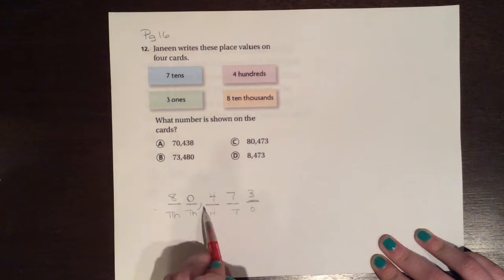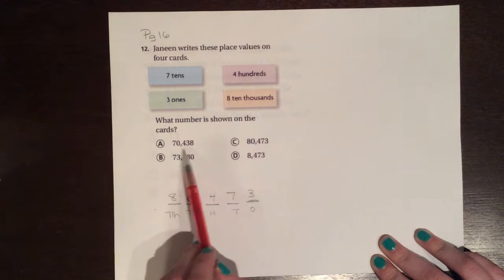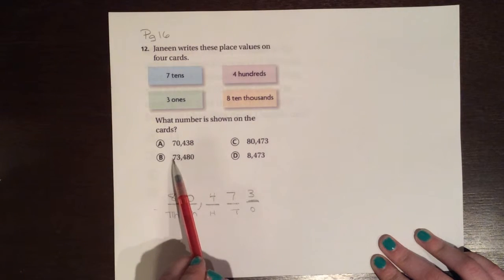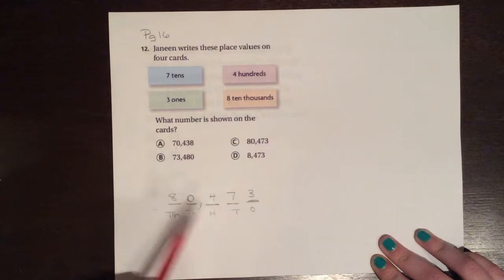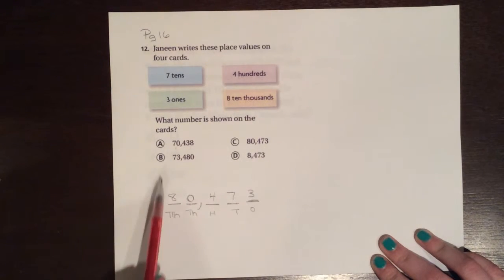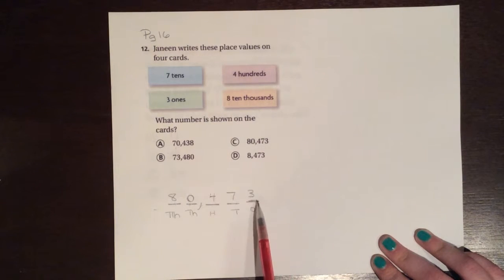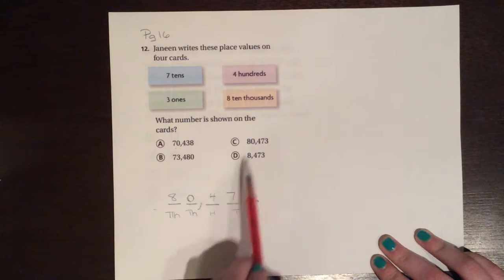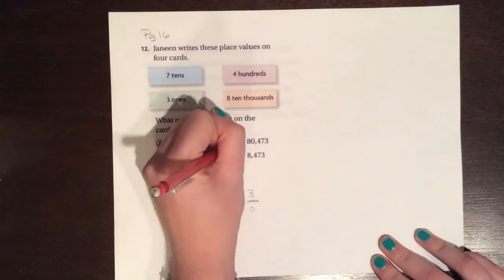So I'm going to look and see if I have a number that matches this. I know that this is not the correct answer because it starts with 70,000. B is not the correct answer because, again, it's 73,000. Okay, now notice that it has some of the same digits, but they're in different orders. Okay, I'm going to look at C. All right, I see a 3 in the ones place, a 7 in the tens, a 4 in the hundreds, a 0 in the thousands, and an 8 in the 10,000s place. So that looks pretty good.